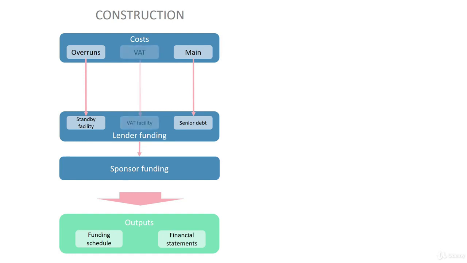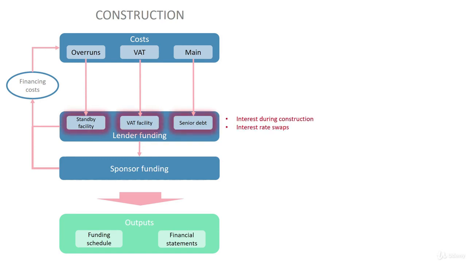Next, we model a short-term debt provision to cover VAT costs during construction, a common requirement in many countries. All this is brought together to calculate the total financing costs of the project and add them back to the budget. We'll learn about special treatments required for interest accrued during construction and how to model interest rate swaps commonly taken out on senior debt.